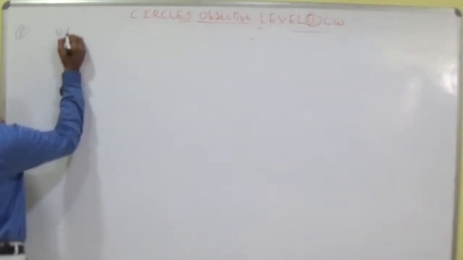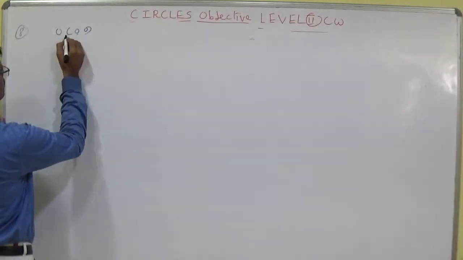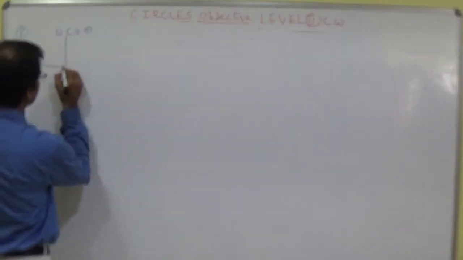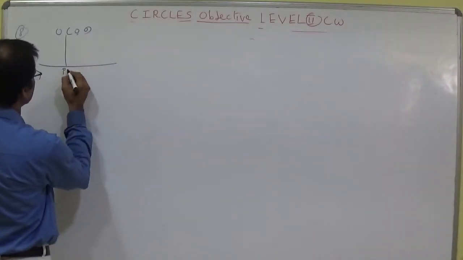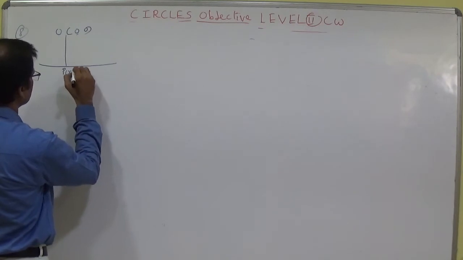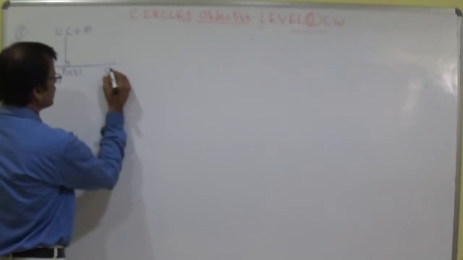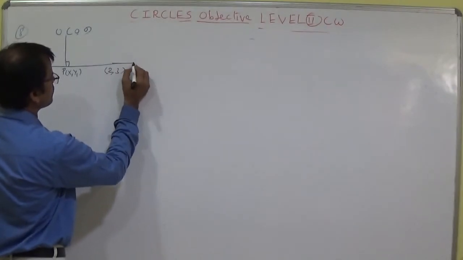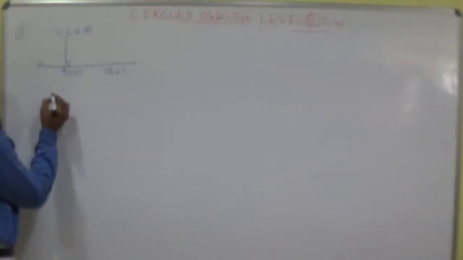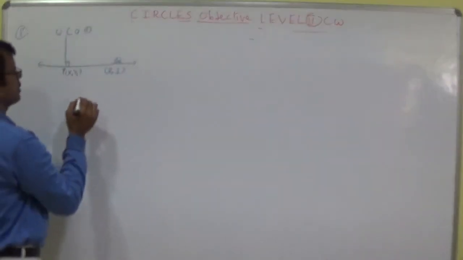Put here O (0, 0). Locus of foot of perpendicular. Put here P (x1, y1). This is the foot of perpendicular from origin. If this line is passing through a fixed point (2, 3), then what is the locus of (x1, y1)? So put here this fixed point is Q.